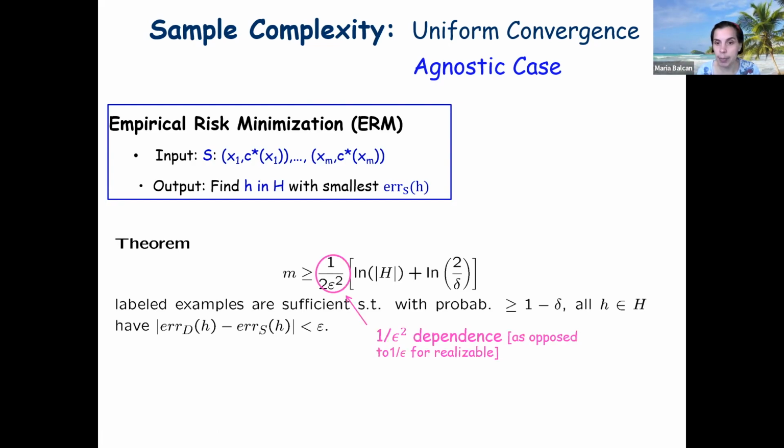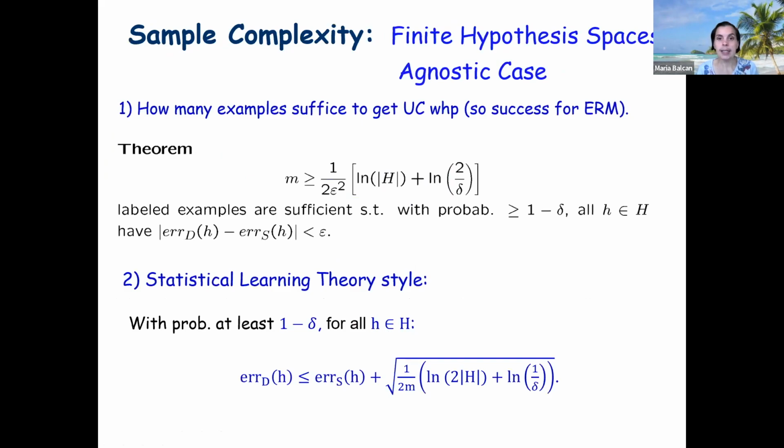And again, because we are getting a stronger lemma than in the realizable case, now we get that for all classifiers, no matter how good or bad they are, the true error rate is within epsilon of the empirical error rate with high probability. Because of this, the dependence on epsilon is 1 over epsilon squared, as opposed to 1 over epsilon for the realizable case. So I need a few more samples, but still not too many. Okay, so this is the bound for the agnostic case.